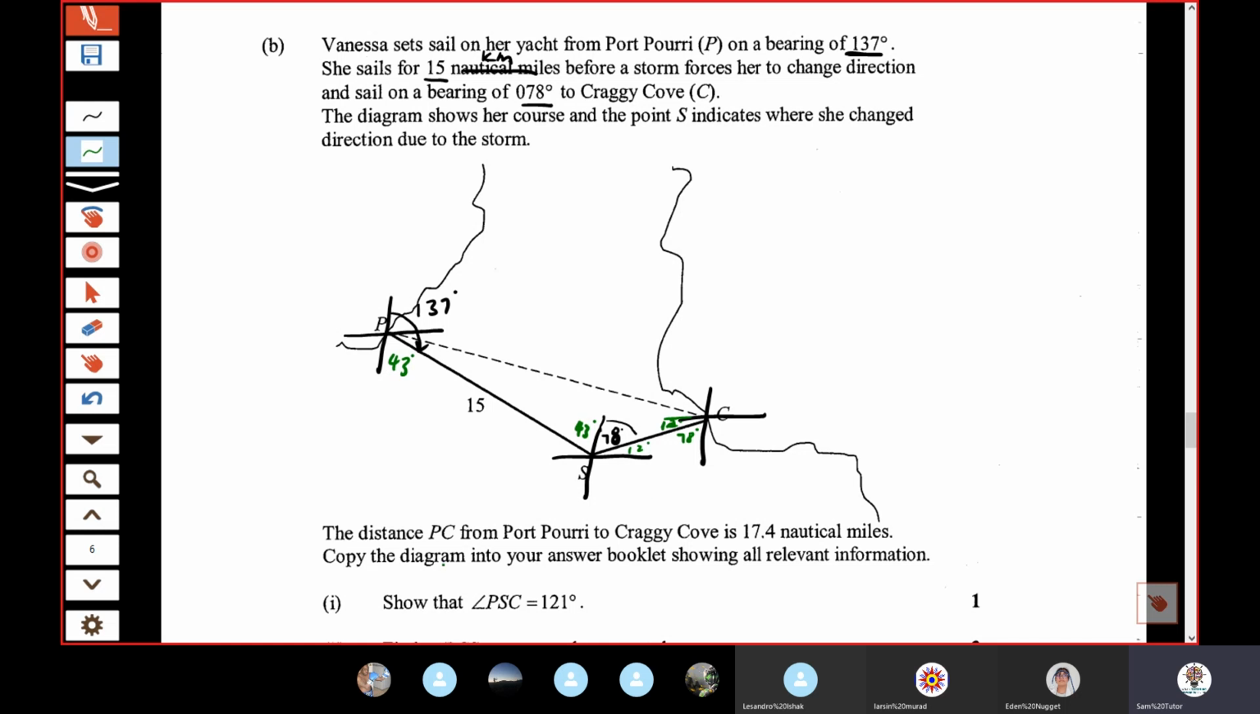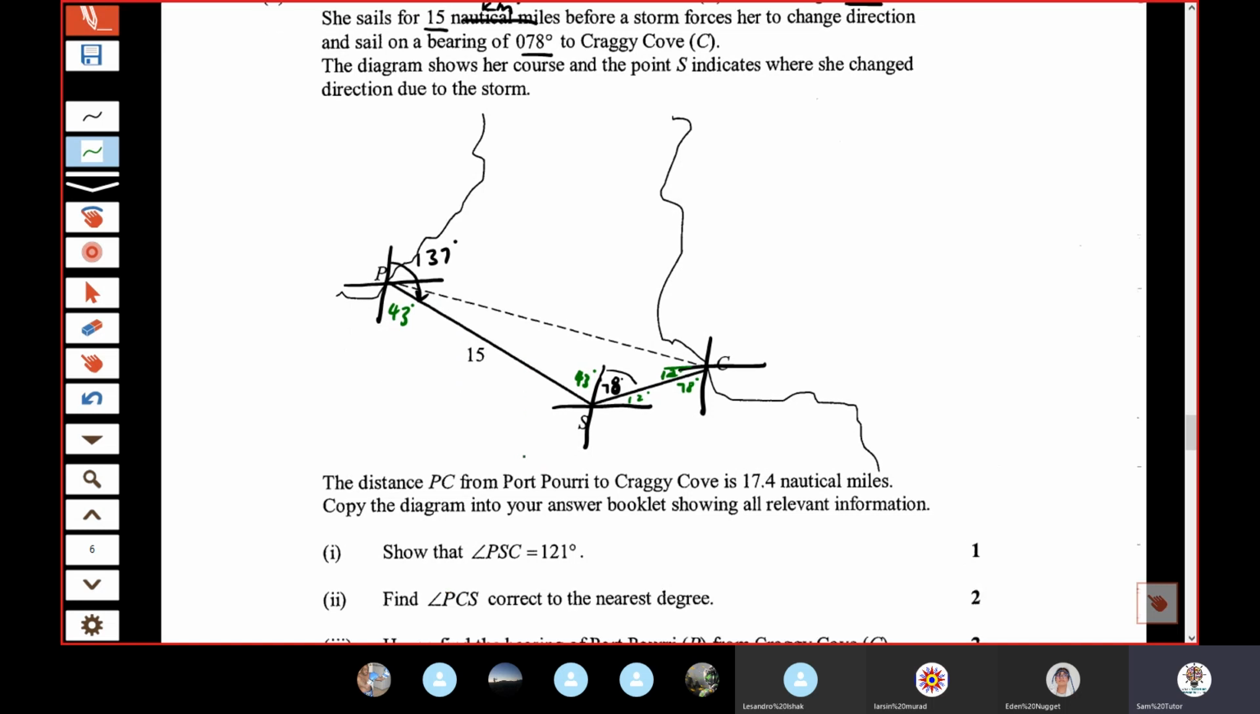Now I start. Show that angle PSC is 121. I'm done. You guys should all have realized by now when you see me do these questions, I've always completed part I before even reading part I. That's because the technique to it is exactly the same every question. It's draw your compass, then do your alternate angles. You happy with that? So that's 121. That's already done.